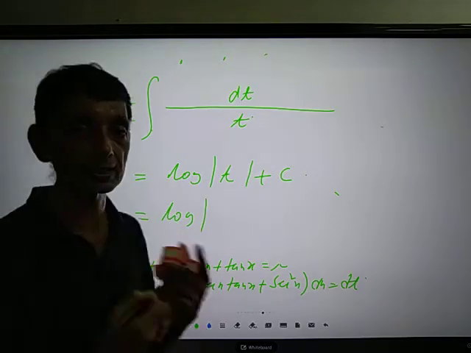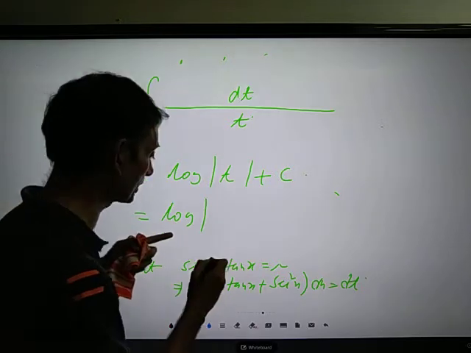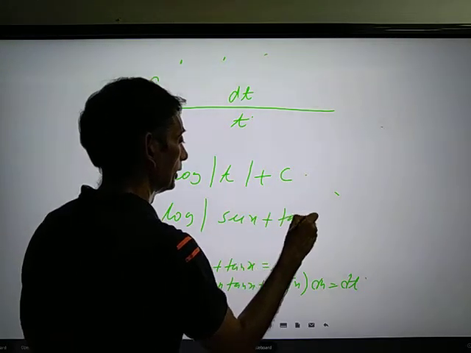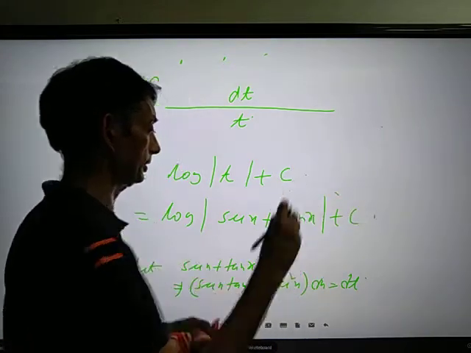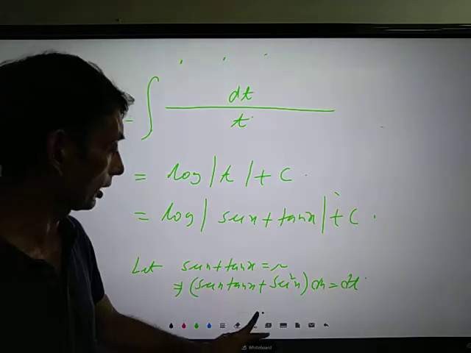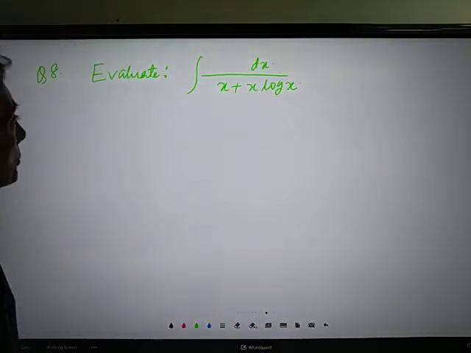In case we start the given expression with the help of multiplication by sec x plus tan x, the answer is log mod sec x plus tan x plus c. Done. So it's a very simple but useful integral. Okay, we'll just move to the next question.